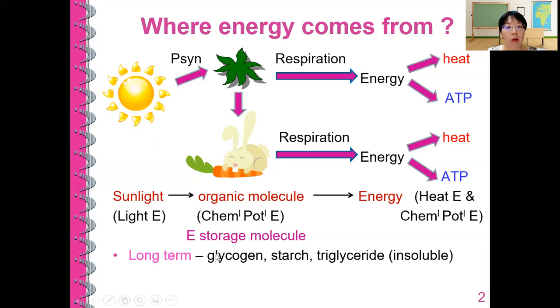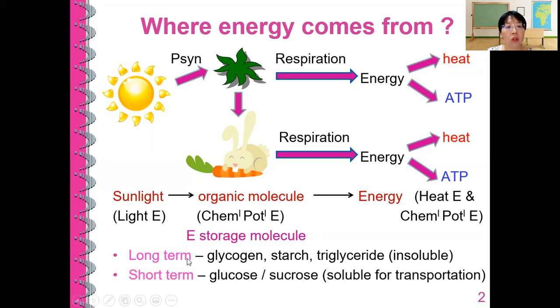These organic molecules can be long-term or short-term energy storage molecules. Long-term storage molecules are those like glycogen, starch, triglycerides. All these molecules are insoluble, so we store them in our cell, but they will not affect our water potential, so that our cell will not change shape. Whereas short-term energy storage molecules are soluble, such as glucose and sucrose. Why soluble? Because we want to mobilize them from our storage organ like the liver to the cells that need it, like our muscle cell. So it has to be soluble so that we can mobilize them in our bloodstream and also for plants in their sieve tube. Okay, so that's the basics.